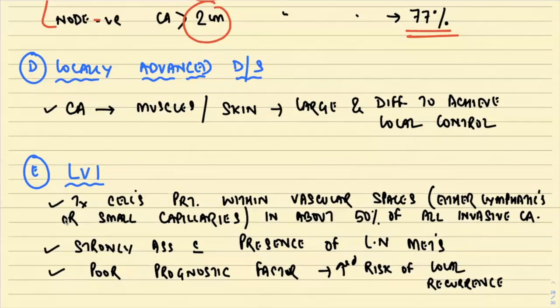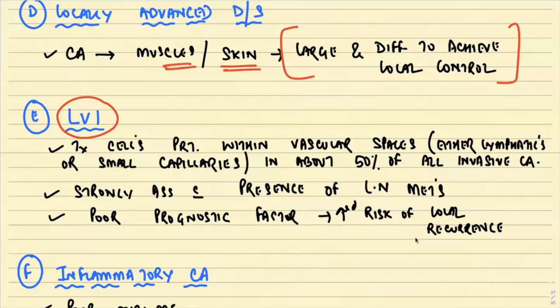Now, locally advanced disease. Carcinoma which has involved the skin or the muscles is very large and difficult to achieve local control. So it is again a bad prognostic factor. LVI stands for lymphovascular invasion. That means when I'm looking under the microscope, I will see whether the vessels contain any tumor cells. If inside the vessel any tumor cells are there, I will say that lymphovascular invasion is present. So tumor cells present within the vascular spaces are called LVI. It is seen in around 50% of all invasive carcinomas of the breast. It is strongly associated with lymph node metastasis, and it is a poor prognostic risk factor.